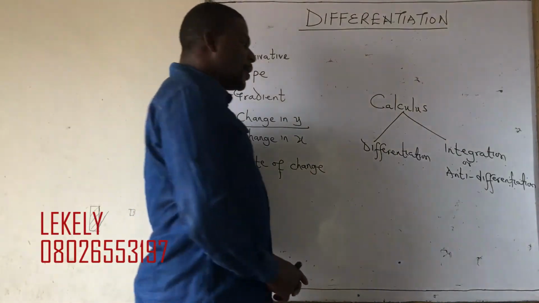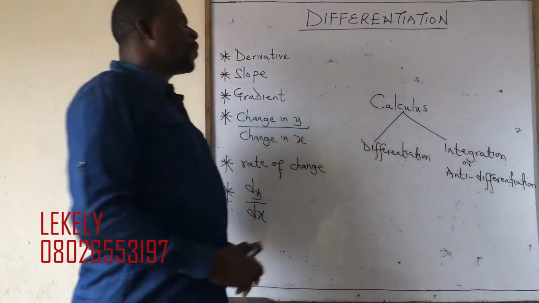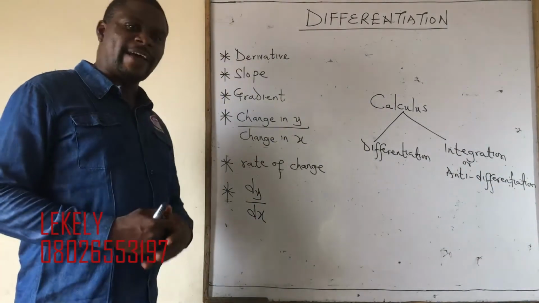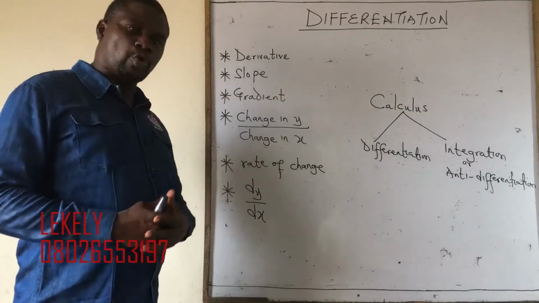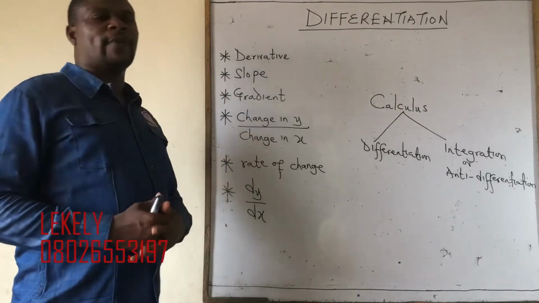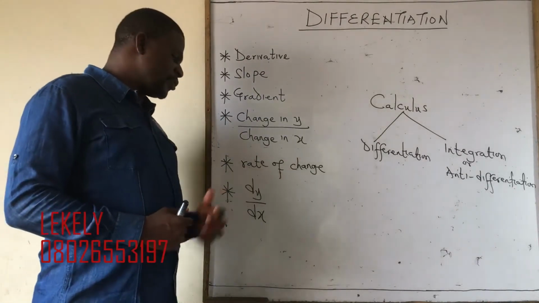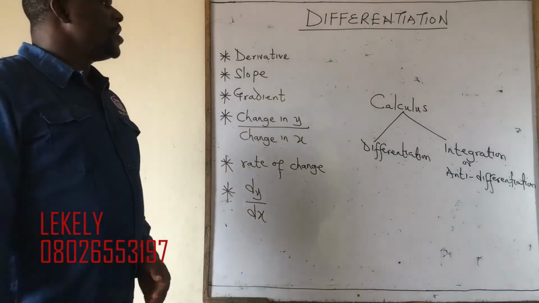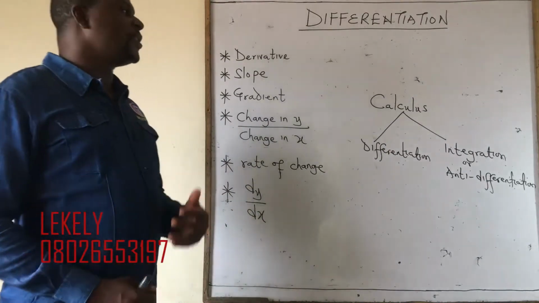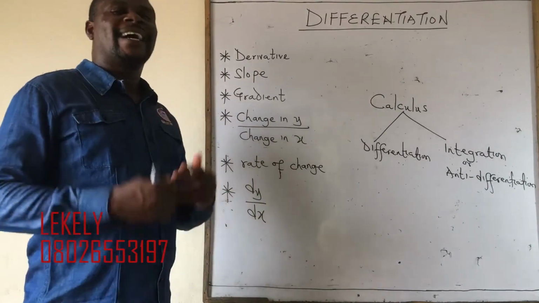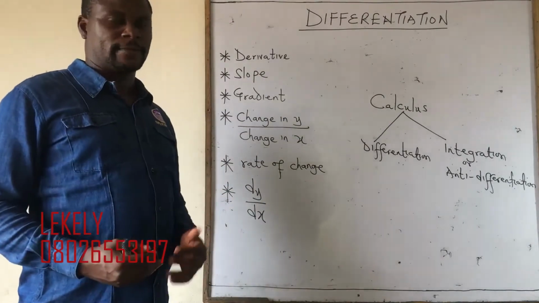Differentiation, of course, has other names. You can also call it derivative. You can call it slope. You can call it gradient. You can call it change in y over change in x. You can call it rate of change. You can also call it dy dx. So, if you are given a question and they did not say differentiate, they can use any of these words and they still mean the same thing.